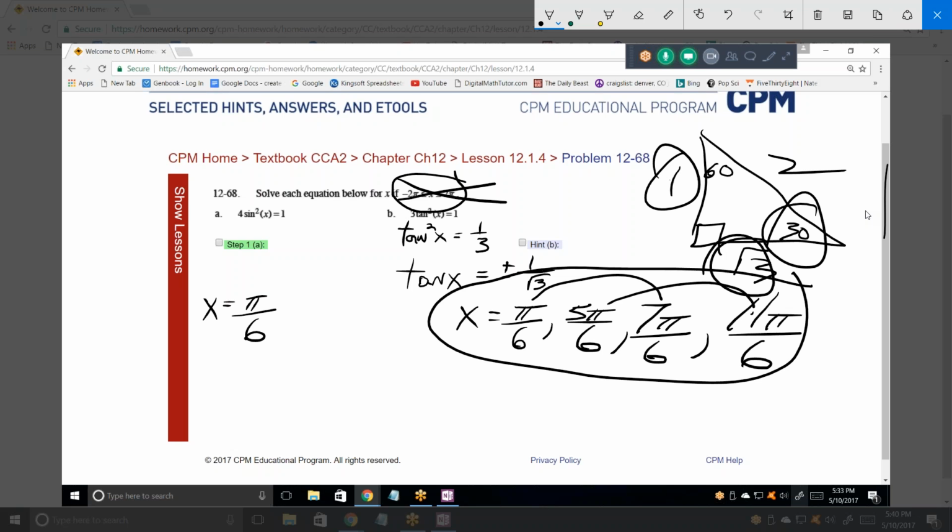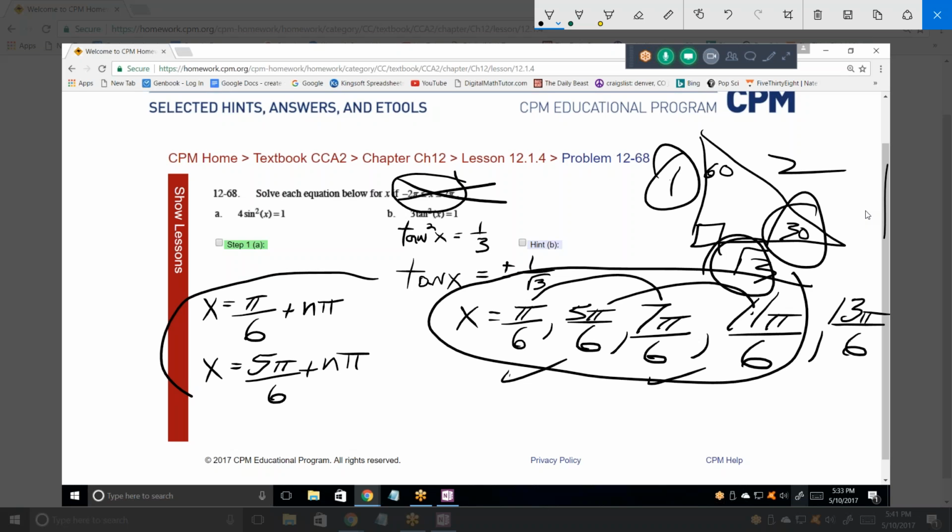It's pi over 6 plus, use k or n? n. n pi gives you those two terms, gives you this term and gives you that term, and will give you the next term, which is going to be 13 pi over 6. So this gives you every other term, and I need a second one: 5 pi over 6 plus n pi.